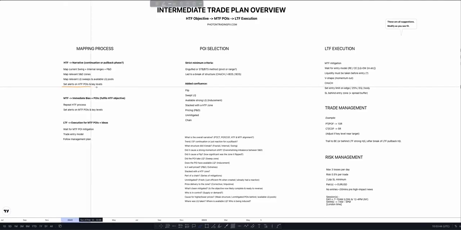And then you just want to set some of your alerts. Where's the nearest higher time frame unmitigated supply and demand level? Maybe you want to set your alerts at the swing high and the swing low, just so you can be aware of when price is starting to move. And then once you've done that, you can start to build a narrative in your mind. Are we currently playing the continuation or the pullback phase? Because once you've done just that process there, right?